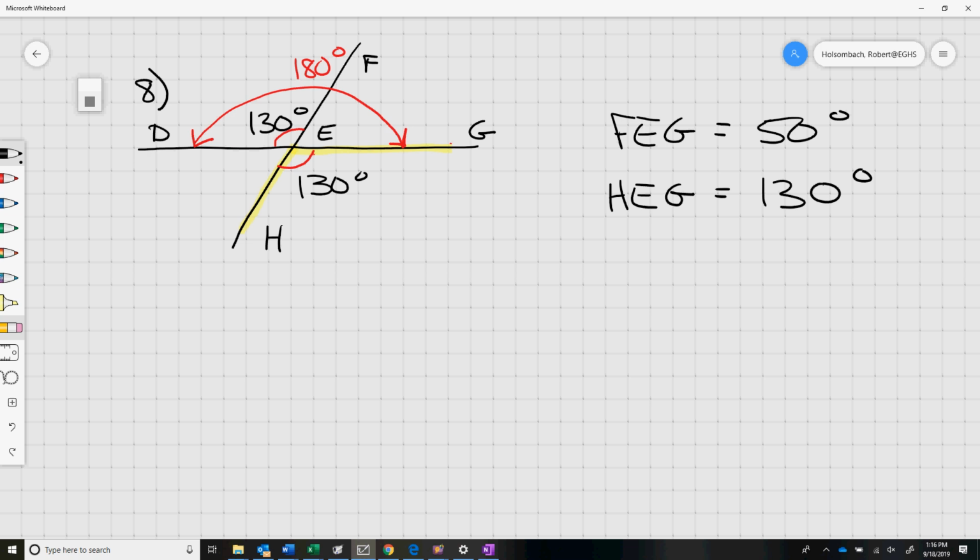Number 9 is the protractor problem. I showed you how to use the protractor yesterday. So we're going to go to number 10.